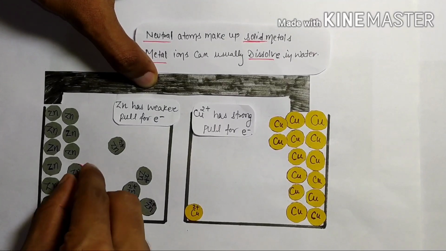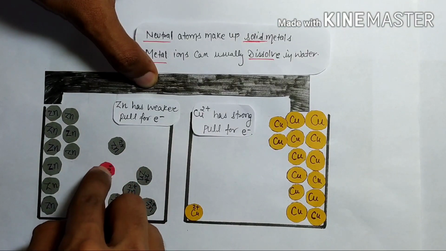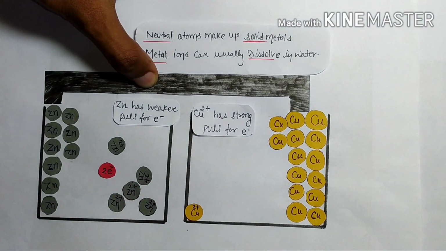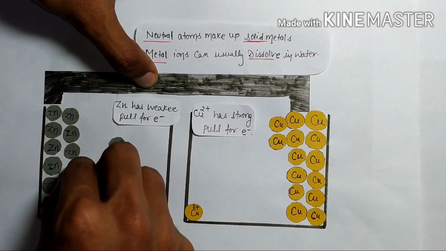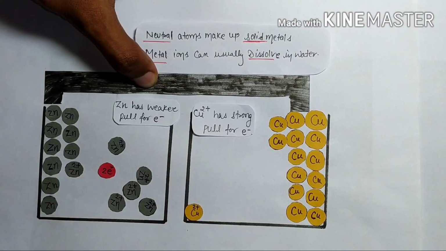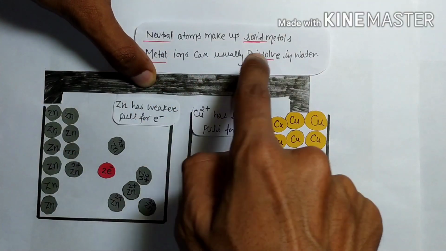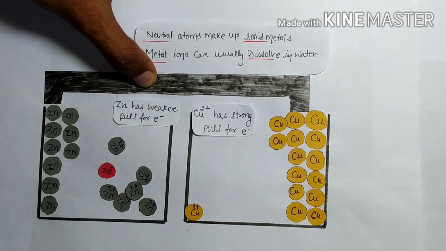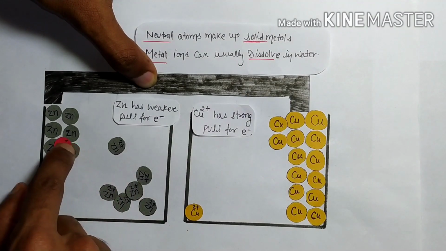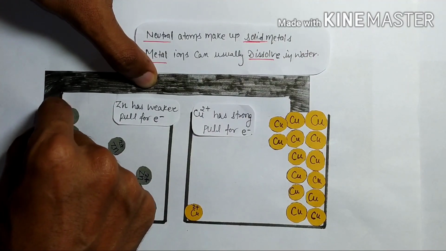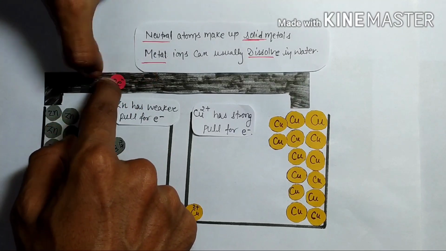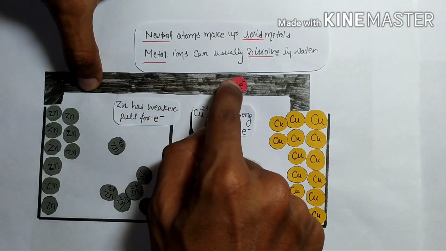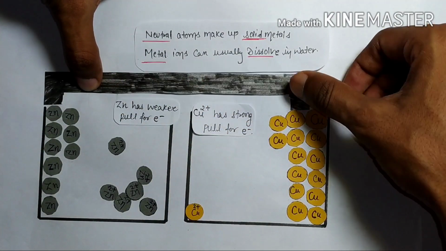It will become Zn2+, and these are the 2 electrons left, and this will become Zn2+. Okay. Now we know that the metal ion can easily dissolve in the water, and that's why it will go into this solution. Right? And these 2 electrons go to this side by the help of the wire.